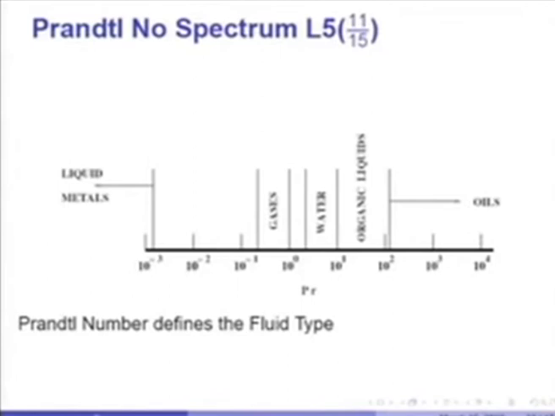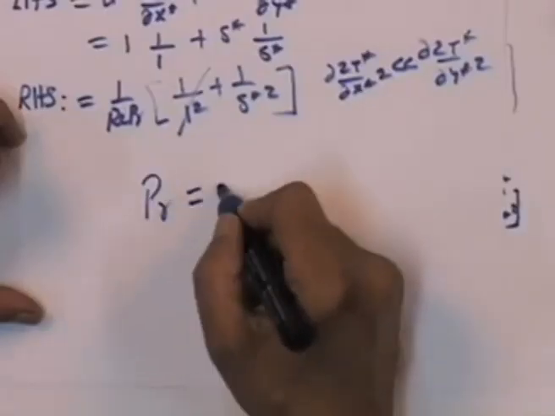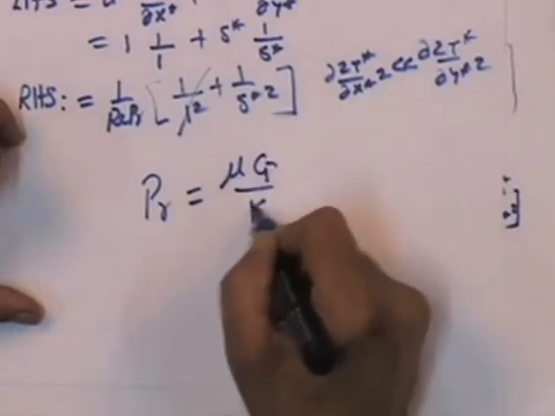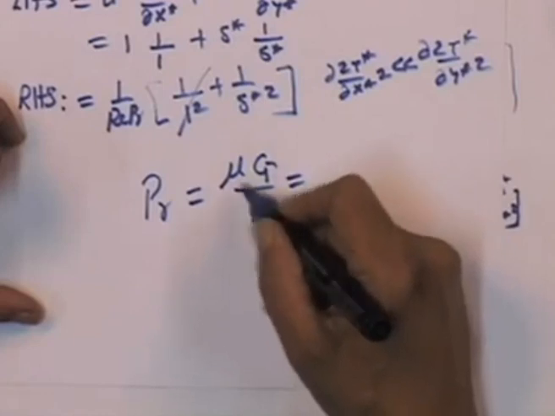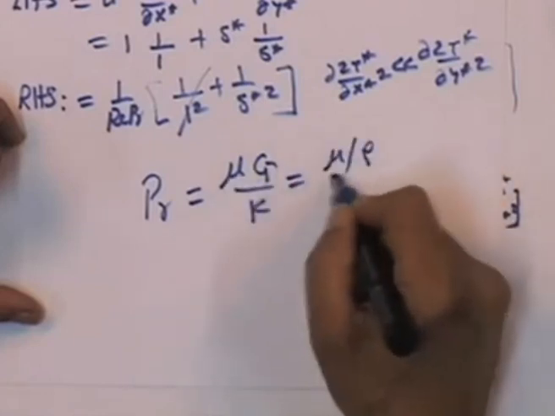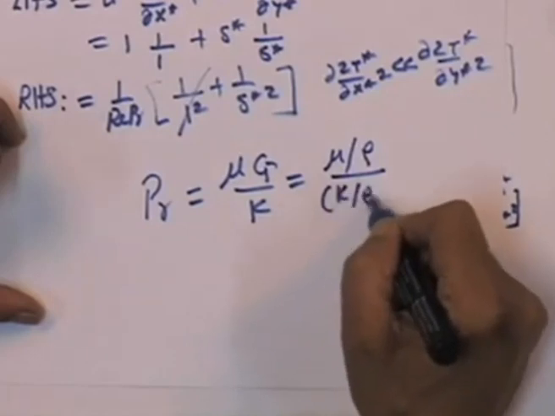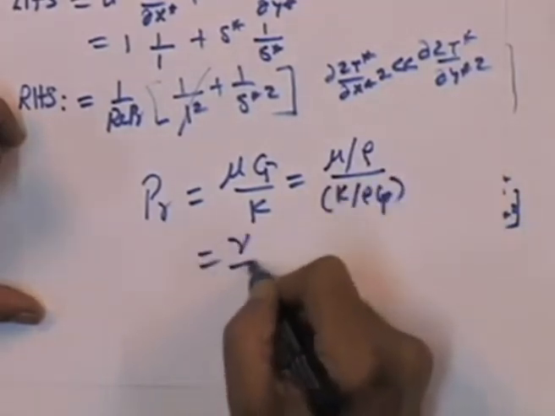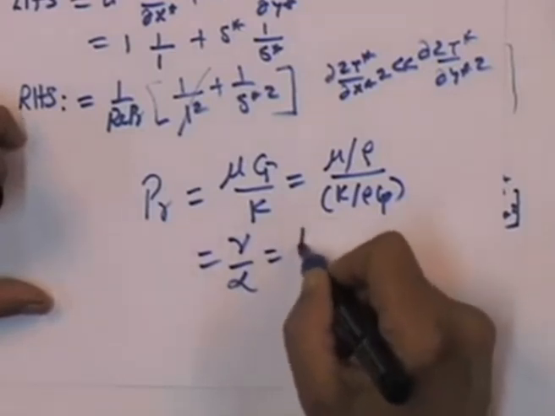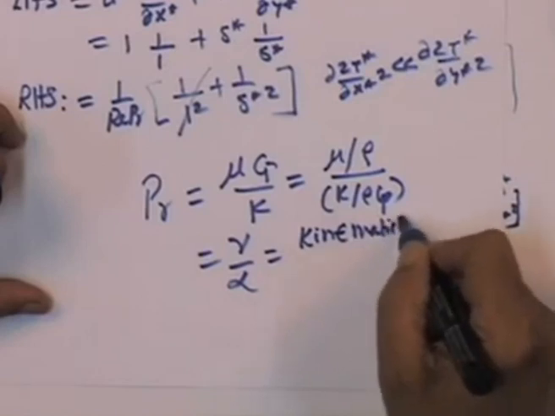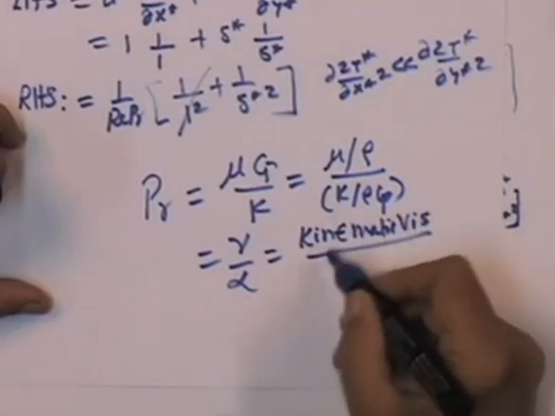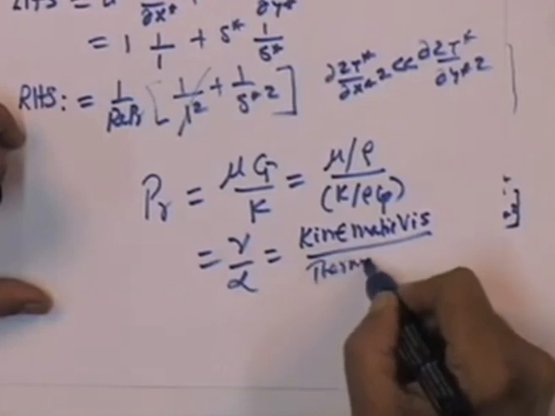A note on Prandtl number. Prandtl number, as you know, is the ratio of Cp mu by k, which is also, if I divide both the numerator and denominator by rho, then it is mu by rho divided by k by rho Cp, or that is equal to nu divided by alpha, or kinematic viscosity divided by thermal diffusivity.